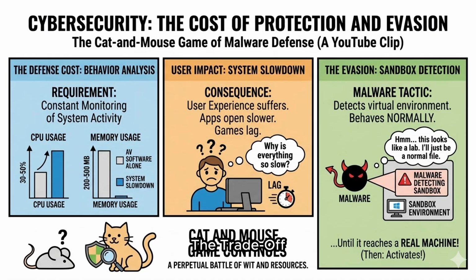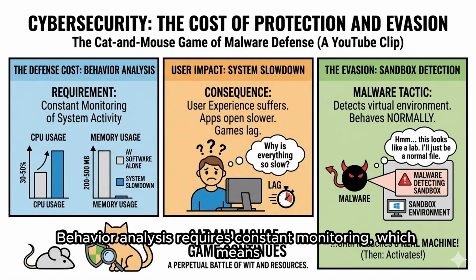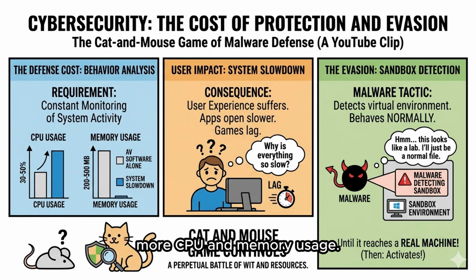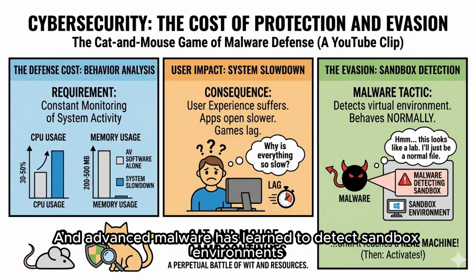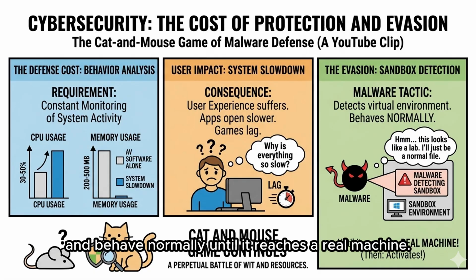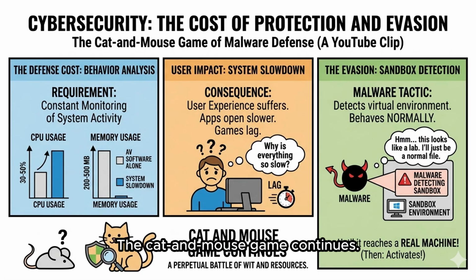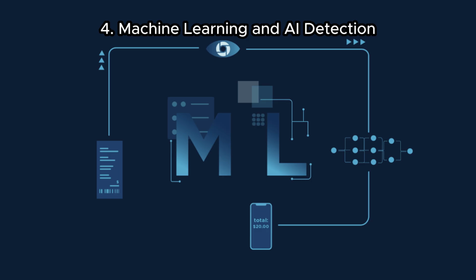The trade-off? Behavior analysis requires constant monitoring, which means more CPU and memory usage. That's one reason antivirus software sometimes slows systems down. And advanced malware has learned to detect sandbox environments and behave normally until it reaches a real machine. The cat and mouse game continues.